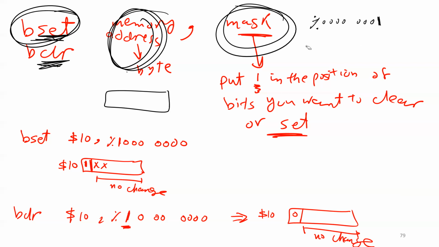What if I want to change more than 1 bit? Okay, just put 1 here. So in this case, I'm gonna clear this one. I'm gonna also clear this one. Okay, that's it. Very simple.